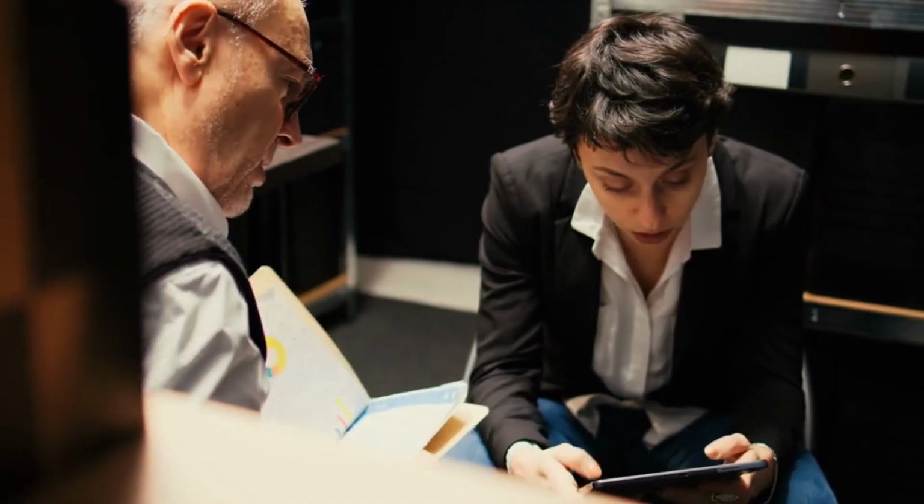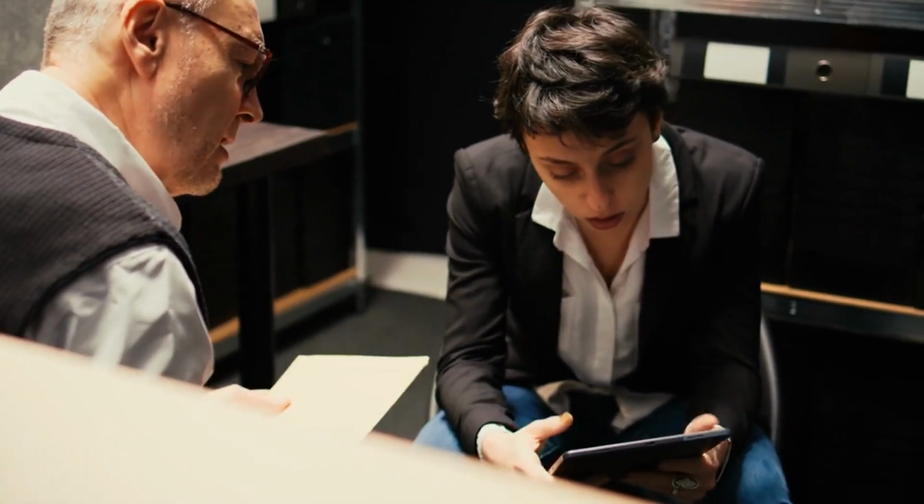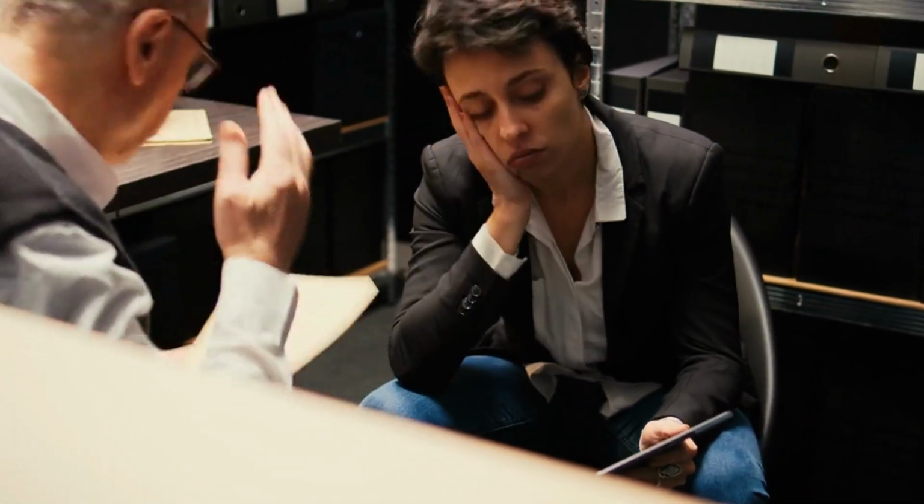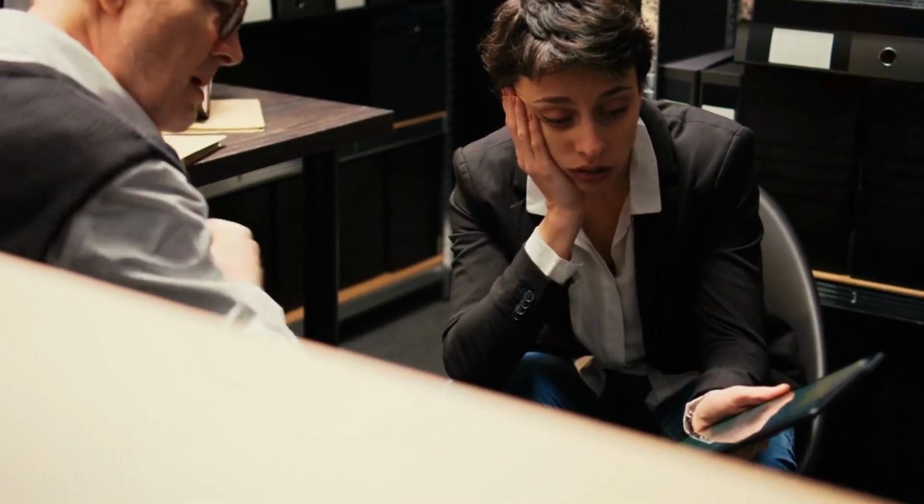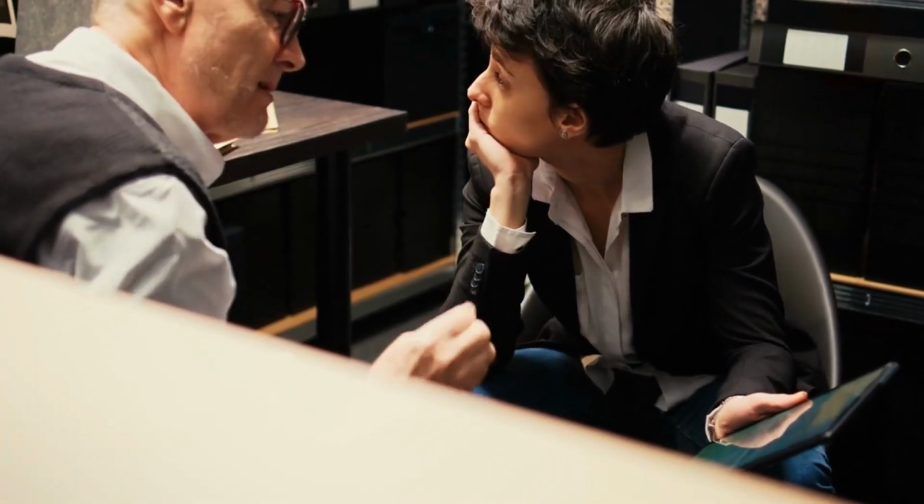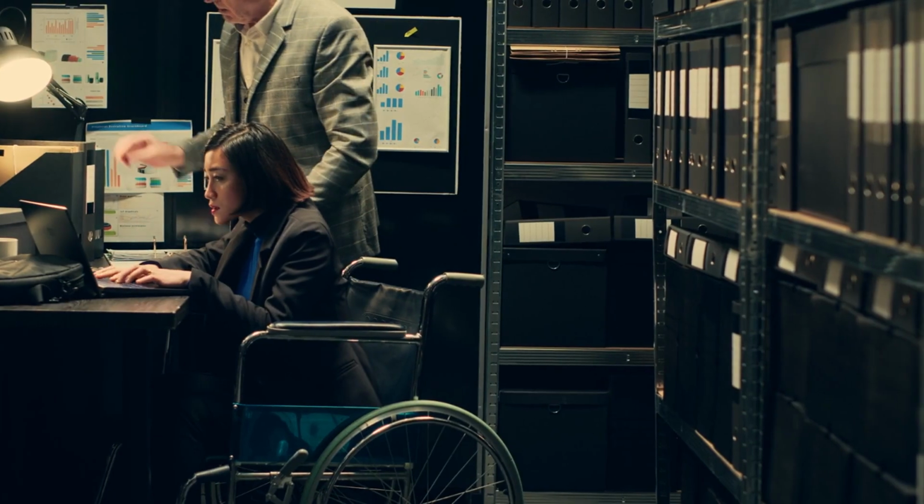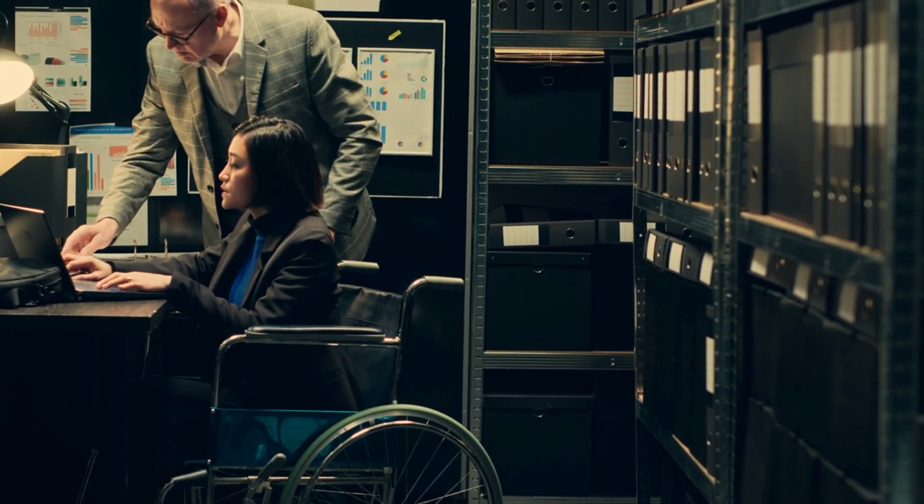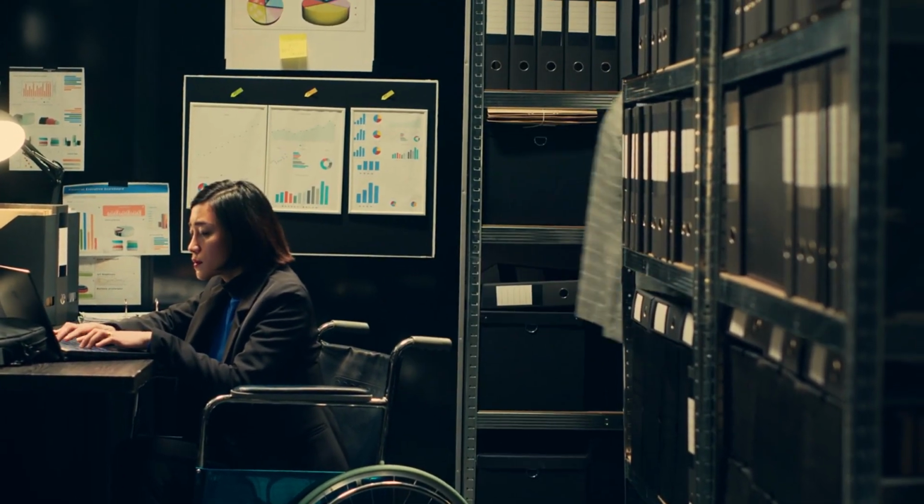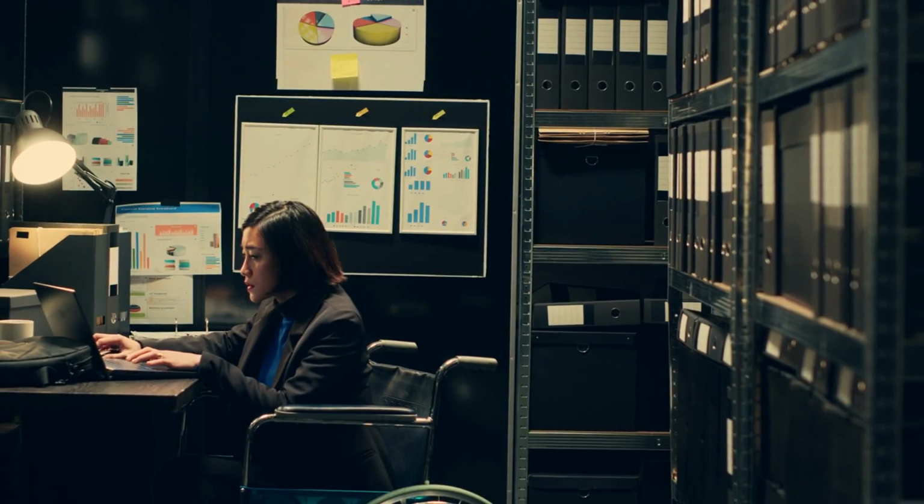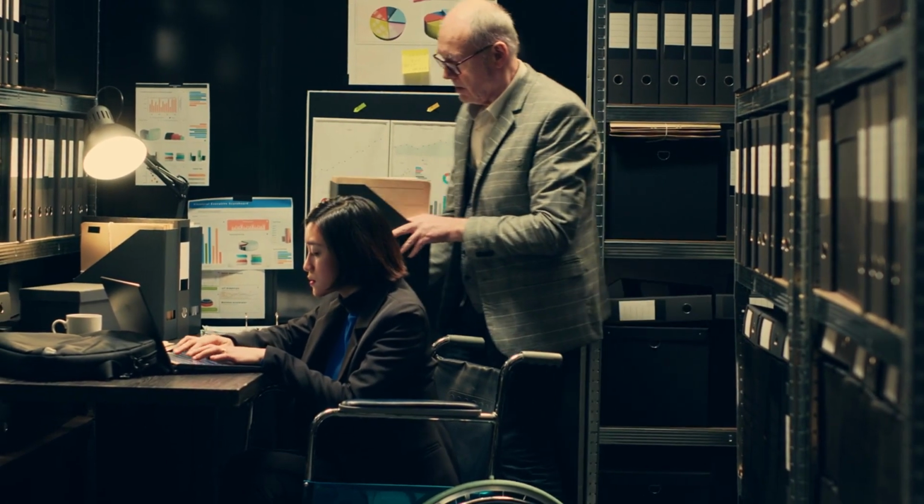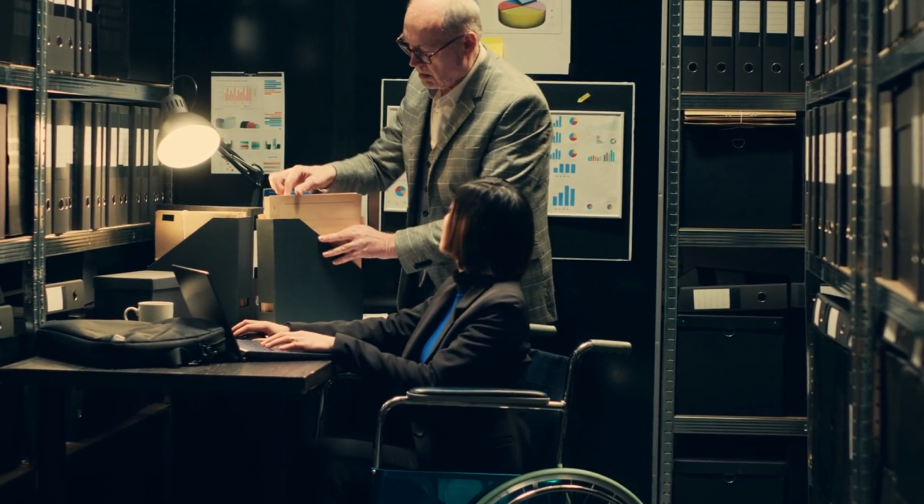The integration of artificial intelligence, AI, into forensic science is also on the rise, enabling faster and more accurate analysis of large datasets. AI algorithms can assist in pattern recognition, predictive modeling, and automating routine tasks, allowing forensic scientists to focus on more complex analyses.